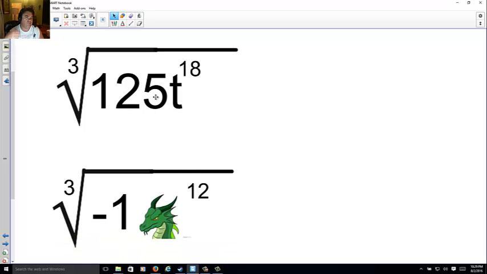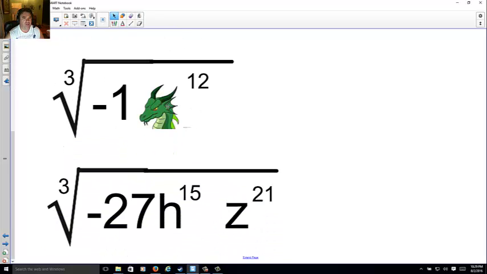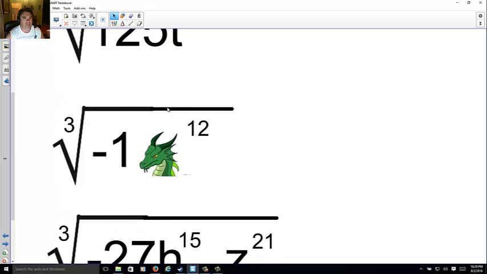Start with these two. Try this one. Let's see how you did.